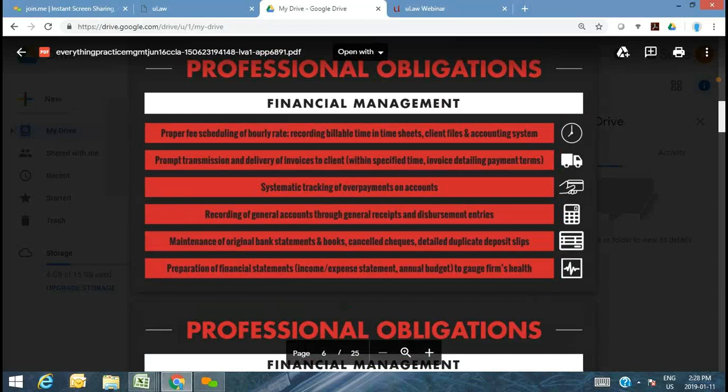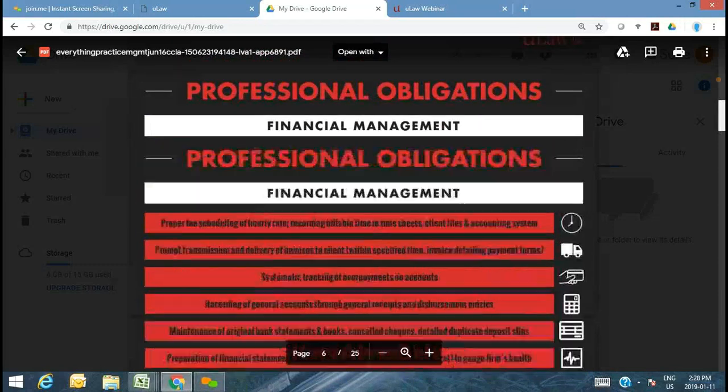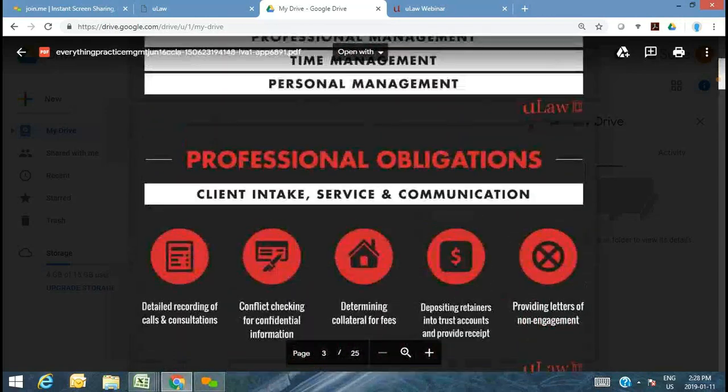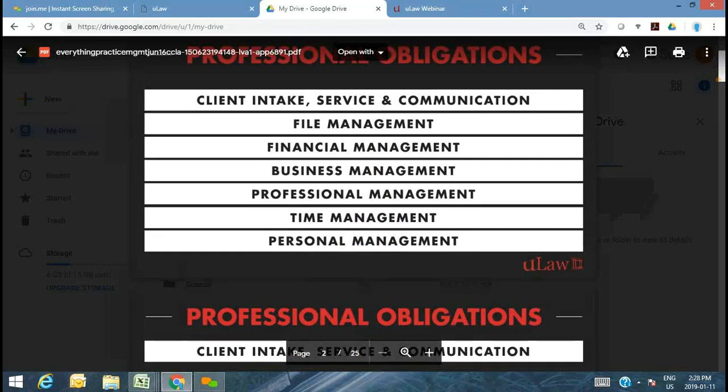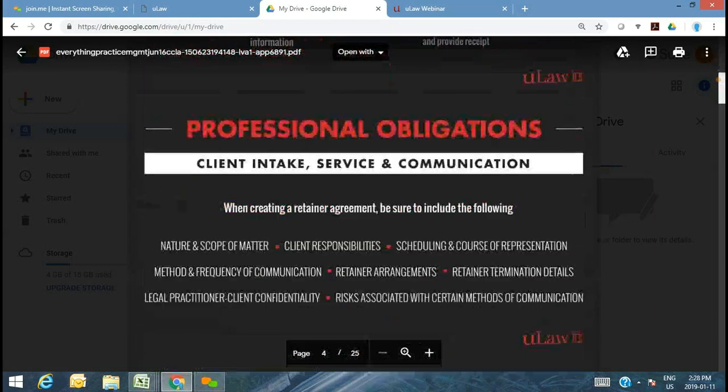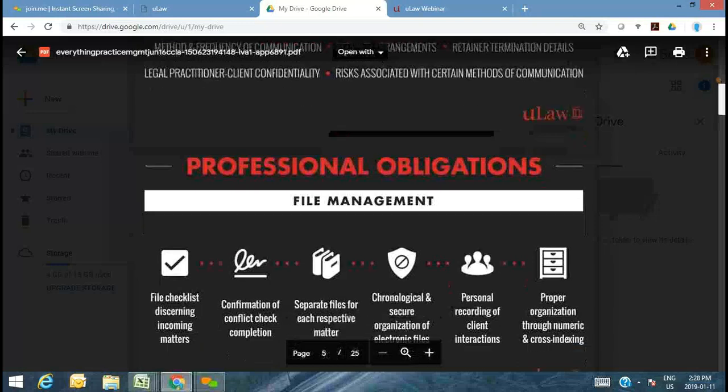So let's then talk about step 3. For those who just joined us a bit late, and that's totally fine, I'm just going to reiterate the 7 major steps that we spoke about early on about our professional obligations. So client intake, file management, spoken about those, and I'm just jumping into financial management. So we have 4 more to go, and I hope I'm doing well for time.